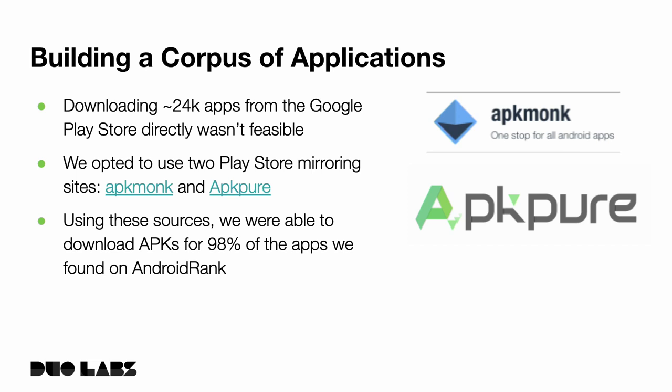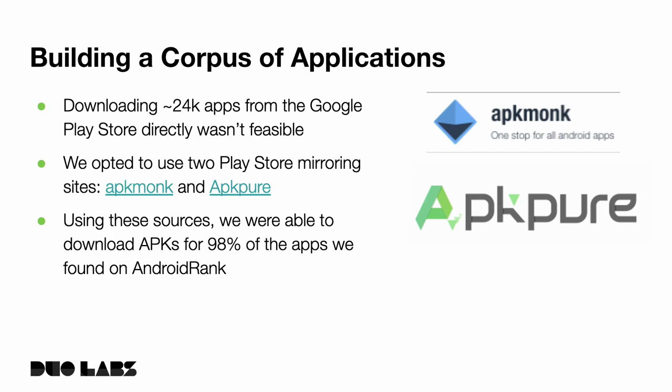And so we actually ended up resorting to what are called Play Store mirroring sites. These sites allow Android users to download maybe previous versions or a beta version of particular applications, and they can sideload them. The two sites that we ended up using were APK Pure and APK Monk. There are tons of sites that you can do this with, but these two are really easy to operate with.